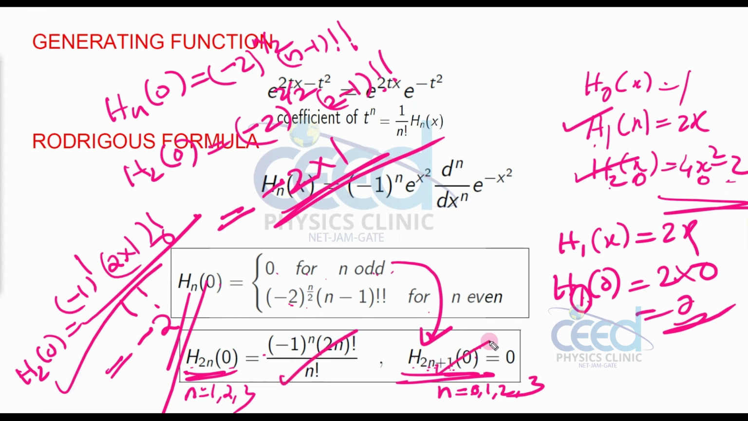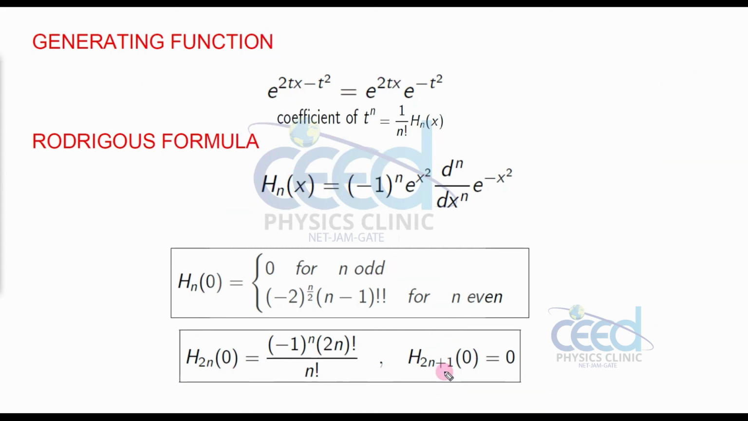So these are the general equations to find h of even and h of odd functions. This is also very important. So this is all about this Rodrigues formula. In the next section we will discuss this orthogonality relation. Okay, thank you.